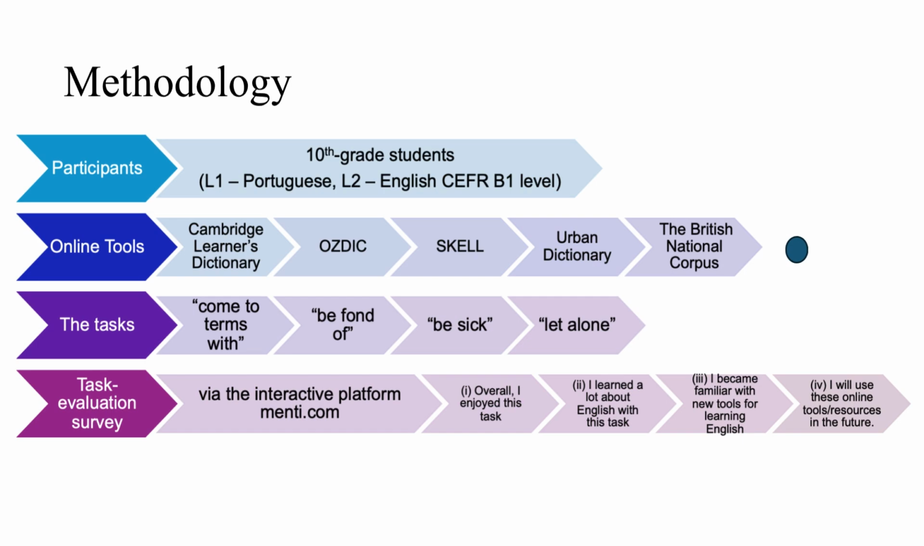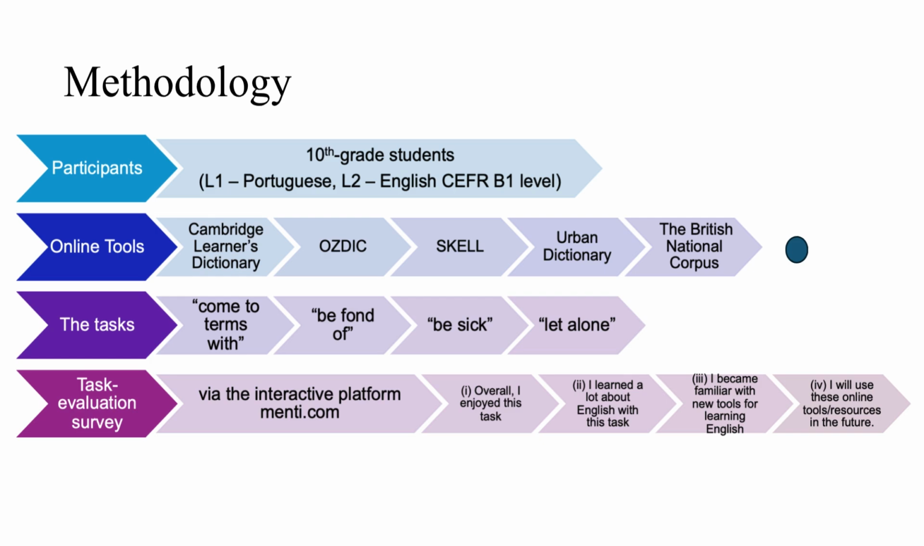This study was conducted in 5 10th grade classes from a secondary school in the northeast of Portugal. A total of 59 surveys were collected. All students are enrolled in general secondary programs, 22 in sciences and technologies, 6 in socioeconomic sciences, 11 in social and human sciences, and 20 in visual arts. The online tools used were the Cambridge Learners Dictionary, OSDIC, SCAL, the Urban Dictionary, and the British National Corpus.